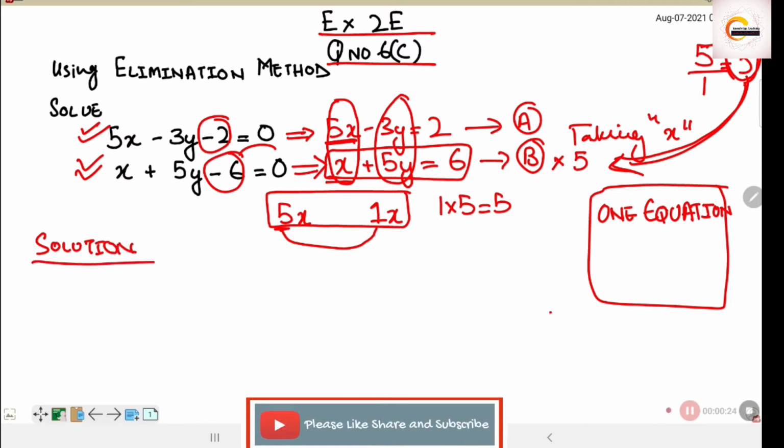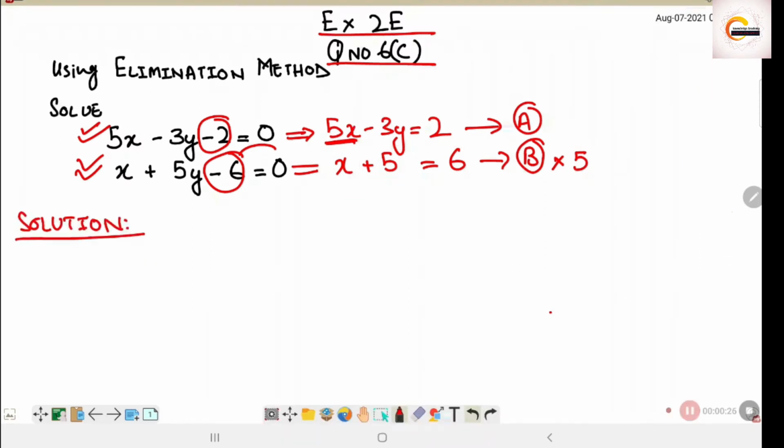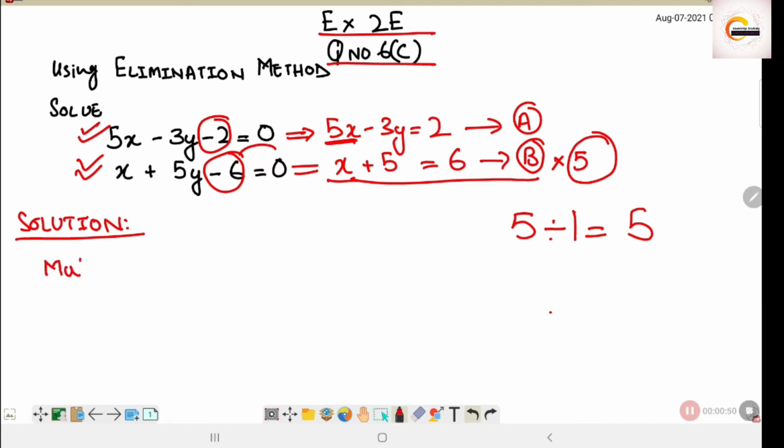Now as I've already told you, to get the same coefficient with our selected variable, we have to multiply equation B with 5. Why 5? Because 5 divided by 1 is 5, right? So I am going to write the steps over here. Step number 1, multiply equation B with 5.